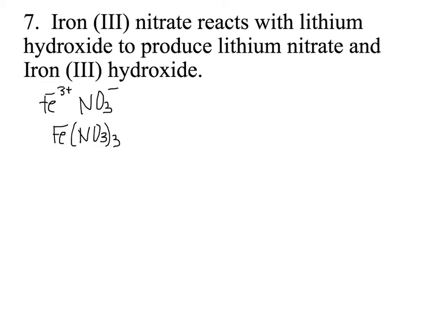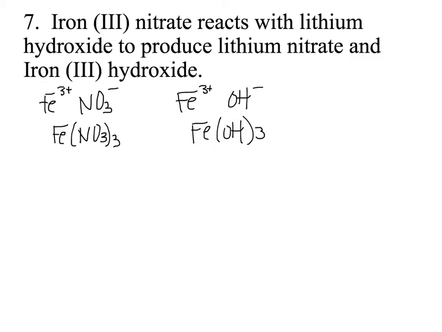Lithium hydroxide, lithium is 1 plus, hydroxide is 1 minus, so it's LiOH. Lithium nitrate, lithium's 1 plus, nitrate's 1 minus, so it's LiNO3. And then iron 3 hydroxide, let's do that one. So iron 3, and then hydroxide is OH with a 1 minus, so it should be Fe(OH)3. So let's go ahead and write the formula equation down.